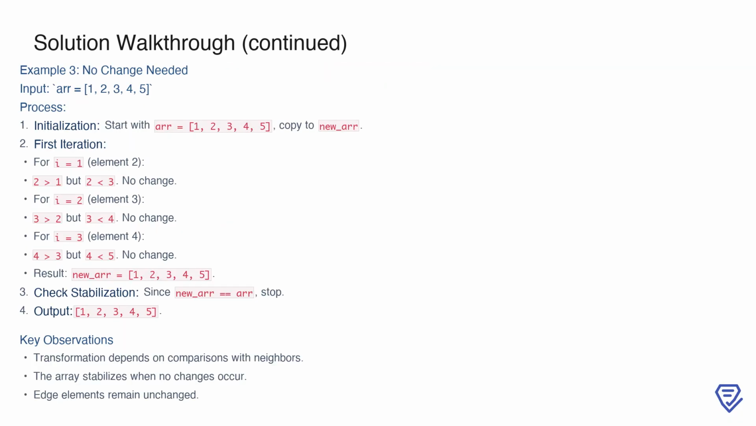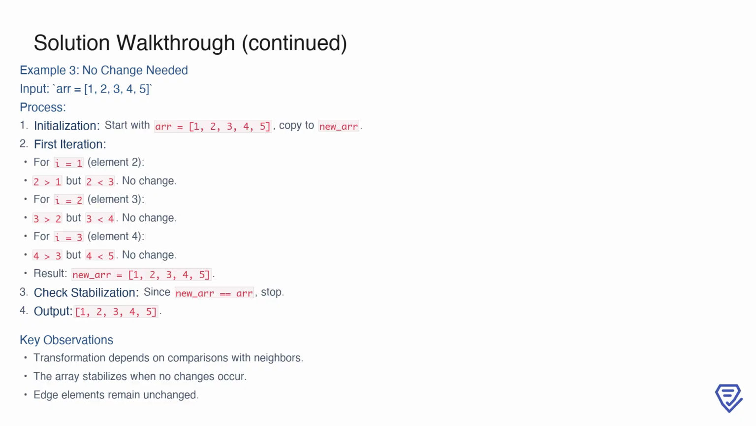Finally, let's examine a case where no changes are needed. Take the input array 1, 2, 3, 4, 5. After initializing, we evaluate each middle element in the first iteration. At index 1, the element 2 is greater than its left neighbor but smaller than its right neighbor, so no change is made. At index 2, the element 3 is similarly between its neighbors, so it remains unchanged. The same applies to index 3, where the element 4 is between its neighbors.